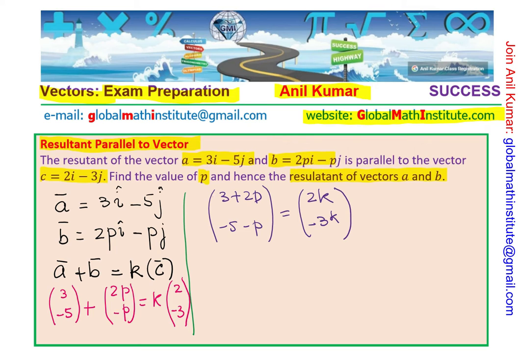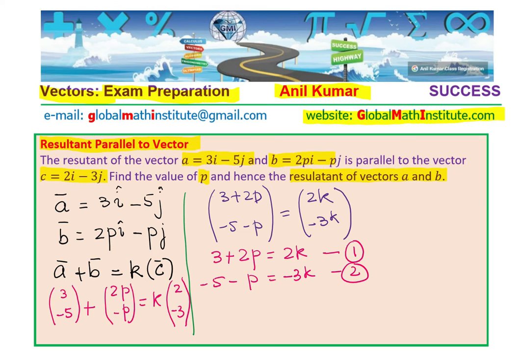The first one is 3 plus 2p equals 2k. Let's call it 1. The second one is minus 5 minus p equals minus 3k. So with these two equations, we need to find the value of p and hence the resultant of the vectors A and B. Remember, the resultant is the vector k times C, so you have to find k also.